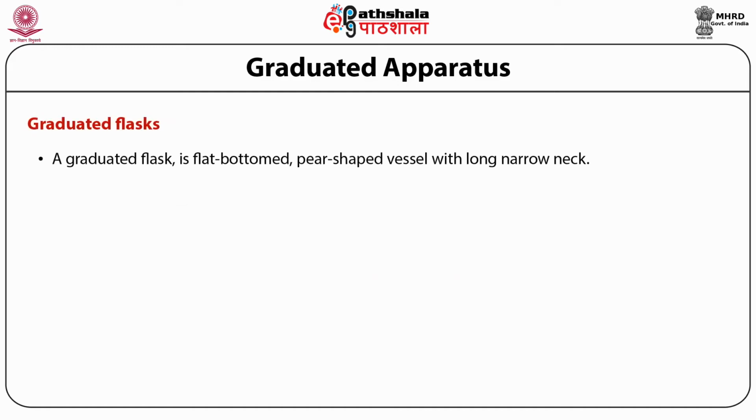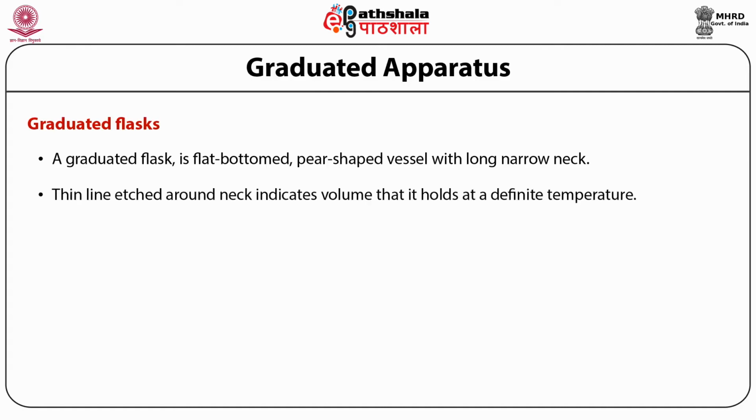A graduated flask, known as a volumetric flask or a measuring flask, is a flat bottom, pear shaped vessel with a long, narrow neck. A thick line etched around the neck indicates the volume that it holds at a certain definite temperature, usually 20 degrees centigrade. The flask is then said to be graduated to contain this volume. Flasks with one mark are always taken to contain the volume specified.